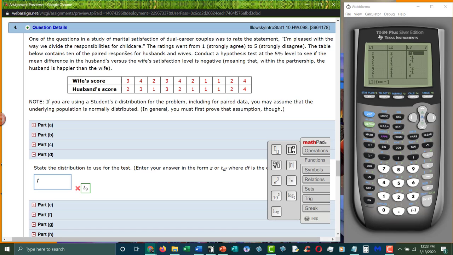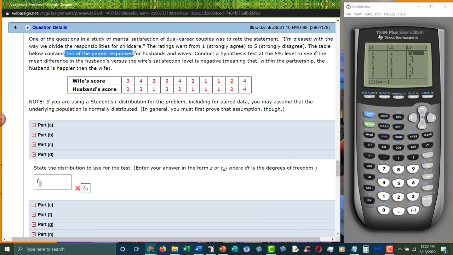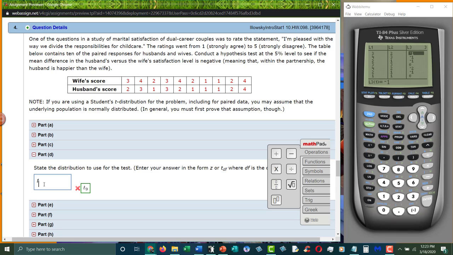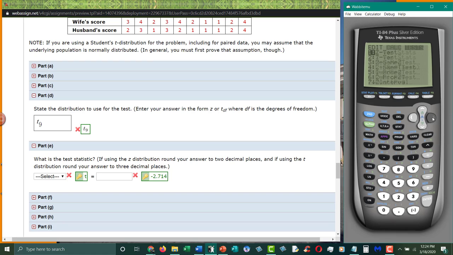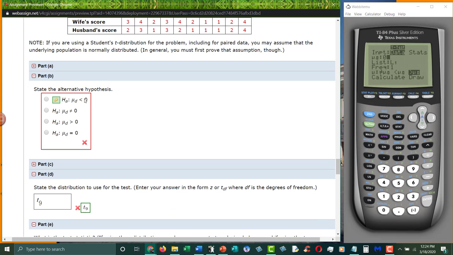So they said there were 10 paired responses. So 10 minus 1 is 9. Okay. What is the test statistic? Well, we're going to go and find that out. We're going to go to stat, tests, and this is, remember, I said a single t-test where we have data, so we have to highlight data, enter. What is the mean? Well, we're testing that this is equal to 0, right? That's our alternative, is that's less than 0.